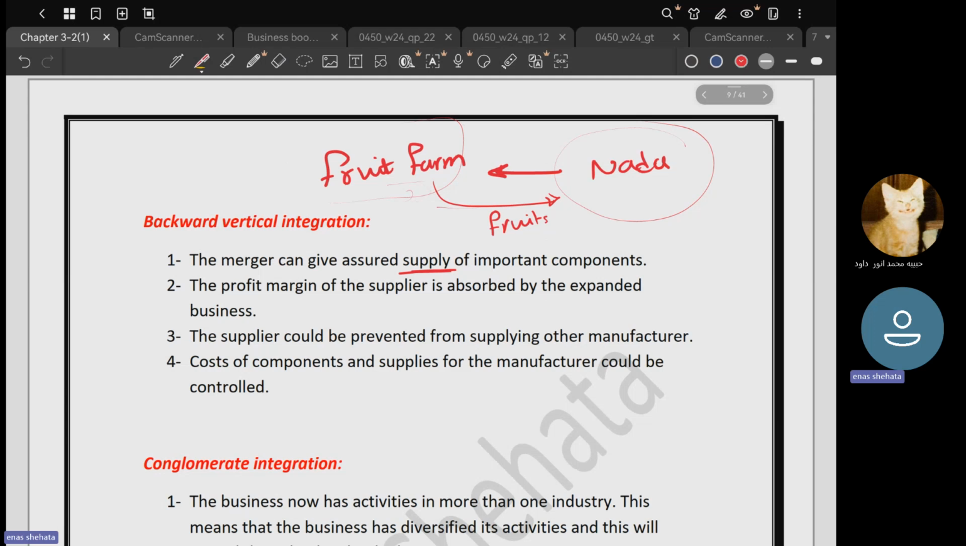The supplier could be prevented from supplying other manufacturers. Can Nada tell the fruit farm, do not supply to any other competitor like Nadec, for example? Yes, they can. They can prevent the fruit farm from supplying other competitors. Can I control the cost of components? If I didn't have this fruit farm and I want to buy from any other fruit farm, he can increase the price on me, right? For example, the normal price was $5, he may say I will sell it for 7. Can I control this price? Can I enforce him to make it 5? No. But if it's my fruit farm, will it increase the price on Nada? No. So the cost of components and supplies of the manufacturer could be controlled.